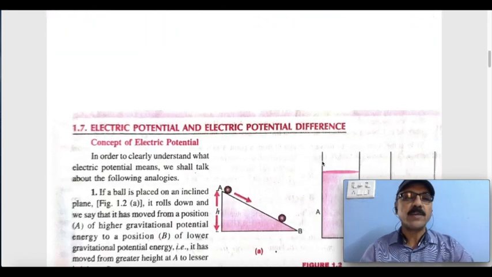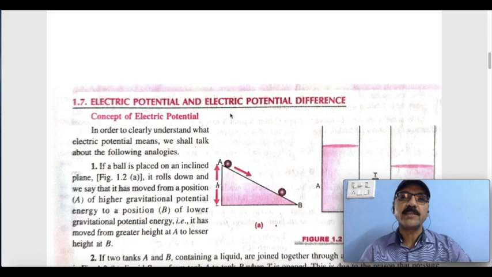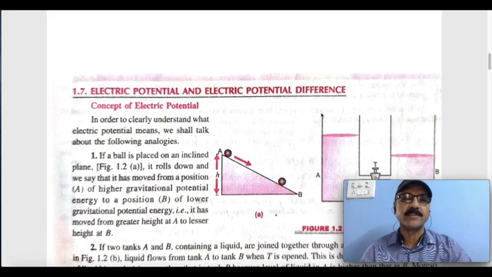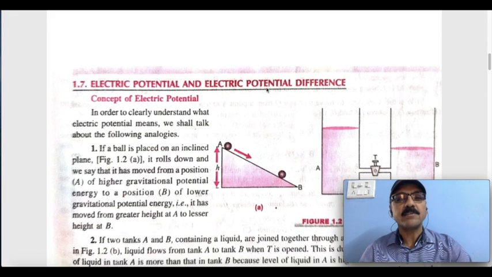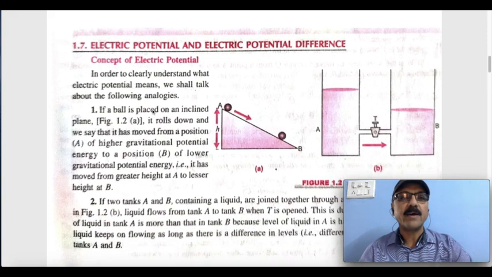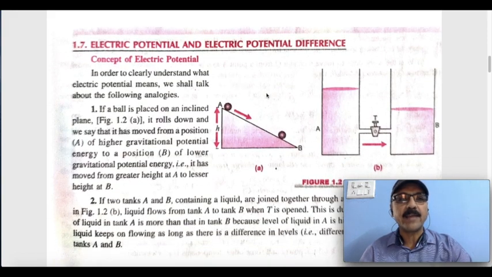The next topic is electric potential and electric potential difference. First, let us understand some examples. If a ball is placed on an inclined plane, it rolls down, and we say that it moved from position A to position B. A is the highest point, so the ball goes from higher gravitational potential energy to lower gravitational potential energy.